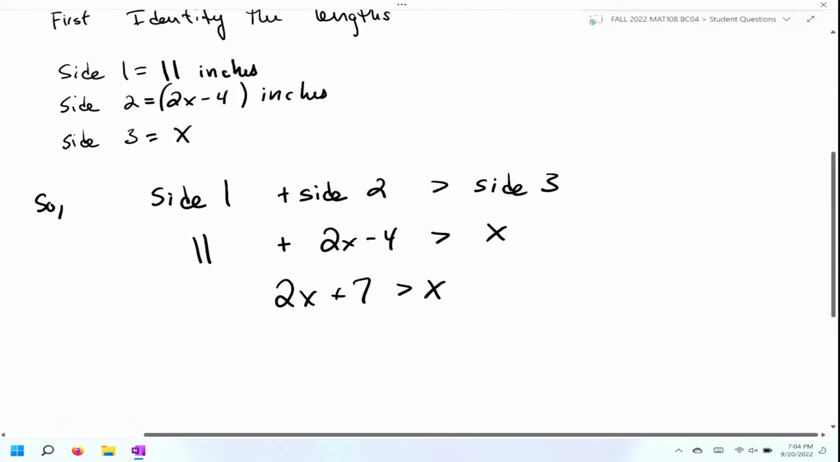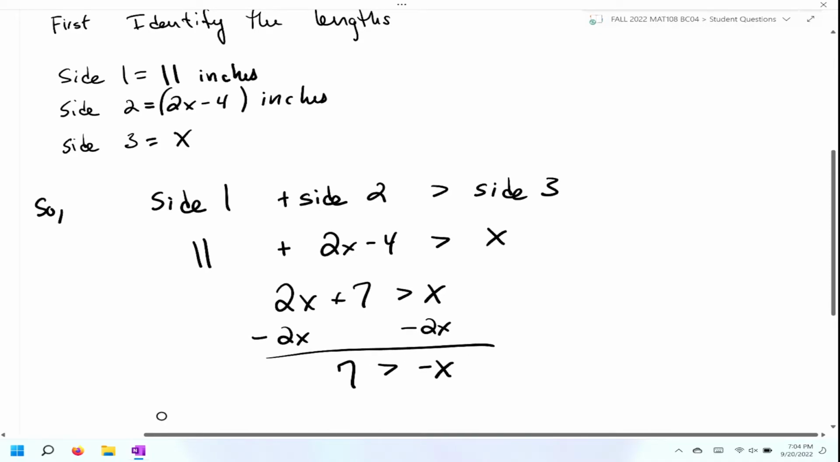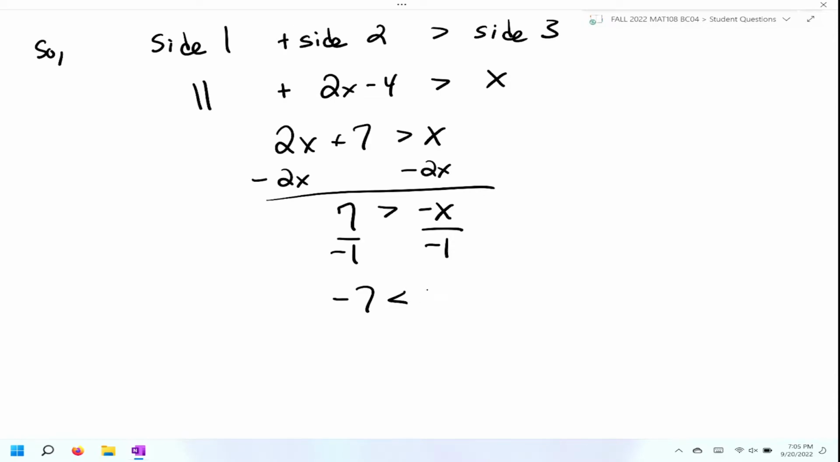Okay? Now I'm going to subtract 2x from both sides of my inequality. That's going to give me 7 is greater than negative x. I'm going to divide both sides by the coefficient, which is negative 1. That's going to give us negative 7 is less than x.